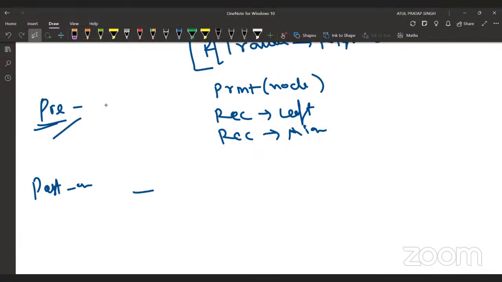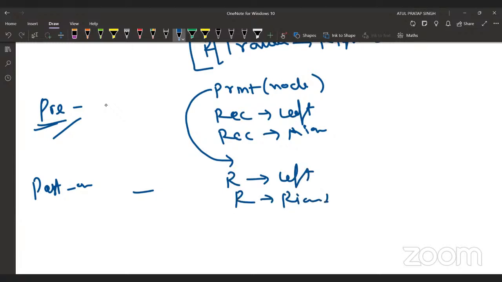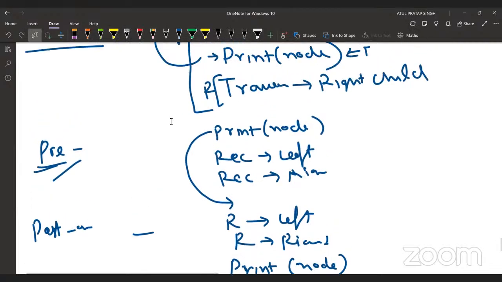Post-order traversal. If we shift this print statement after all the recursive calls, then first we call recursively on the left child and the right child, and then we traverse the current node. Print node. Okay, so these are the basic steps of each algorithm.